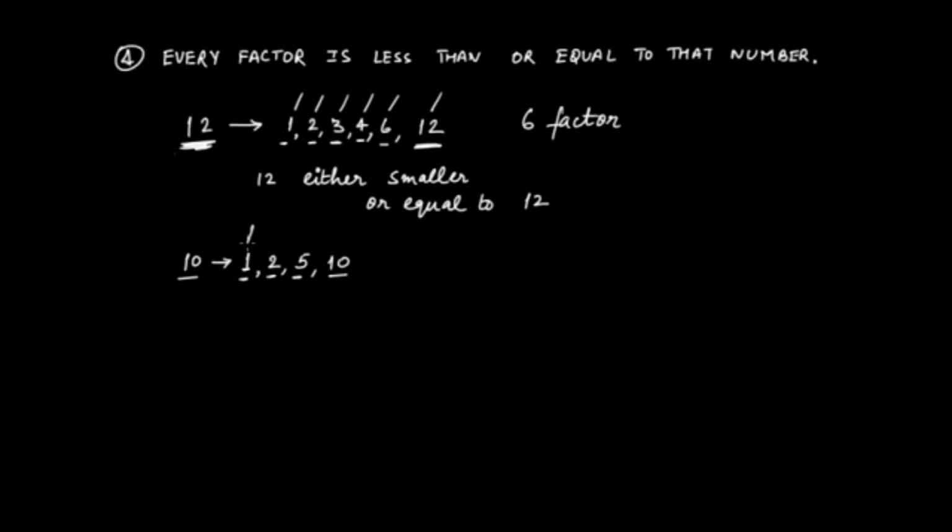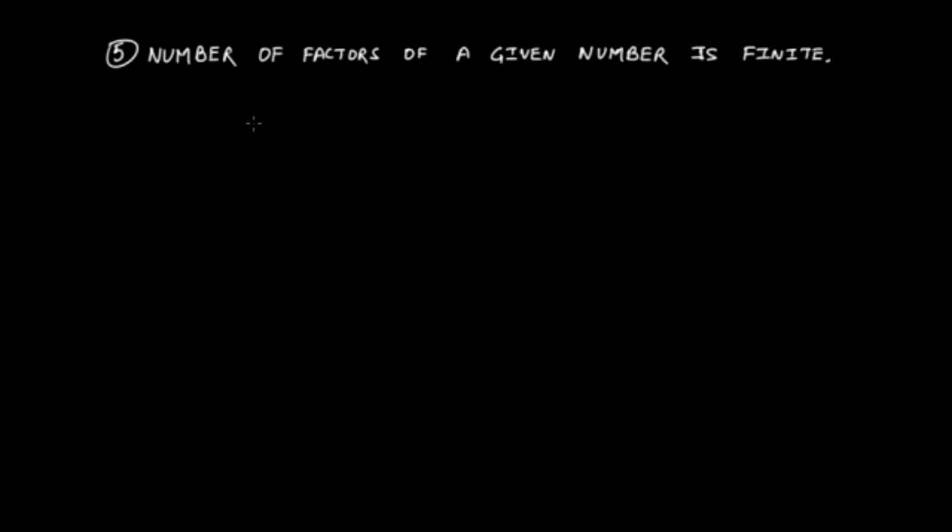In this case, you have 1, 2, 3, and 4. You have 4 factors. So if you take any number and count the number of factors for that particular number, that number would always be finite. That means you could count that number. Okay, so that's the count of the factors.